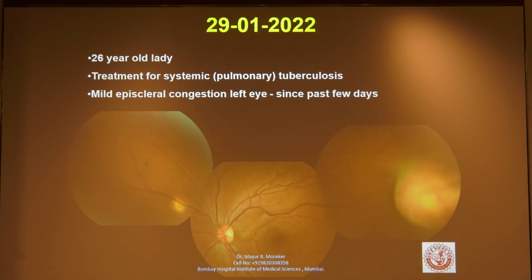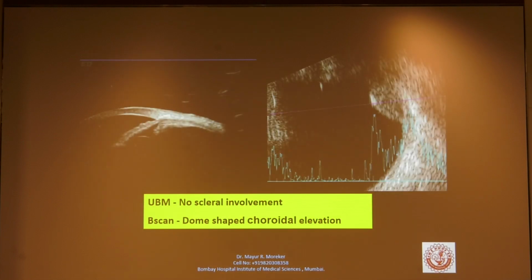This is the next patient to highlight a choroidal tuberculoma. This is a 26-year-old lady who had been on treatment of systemic pulmonary tuberculosis, came to us with a mild episcleral congestion of the left eye since the past few days. To highlight the importance of dilatation, on dilatation you see this, which is something like a scarred choroidal tubercle, but far there in the periphery you can see a huge choroidal granuloma.